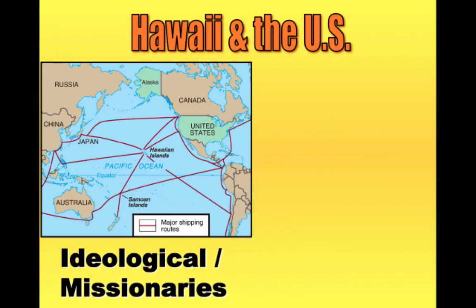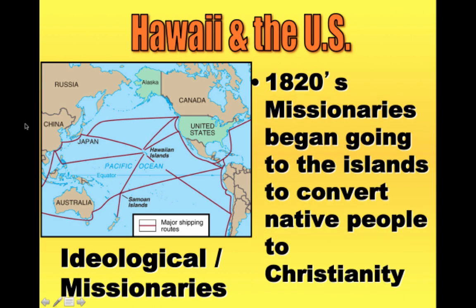So the first Americans to actually come into the Hawaiian Islands, and keep in mind, there are already people there, the indigenous people of Hawaii are already living on these islands, were coming for ideological reasons. And you get all these people coming in, especially in the 1820s, coming into the islands of Hawaii as missionaries.